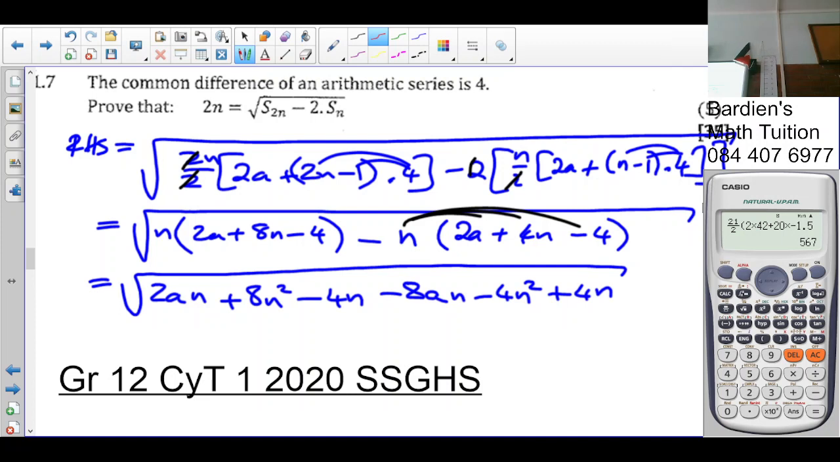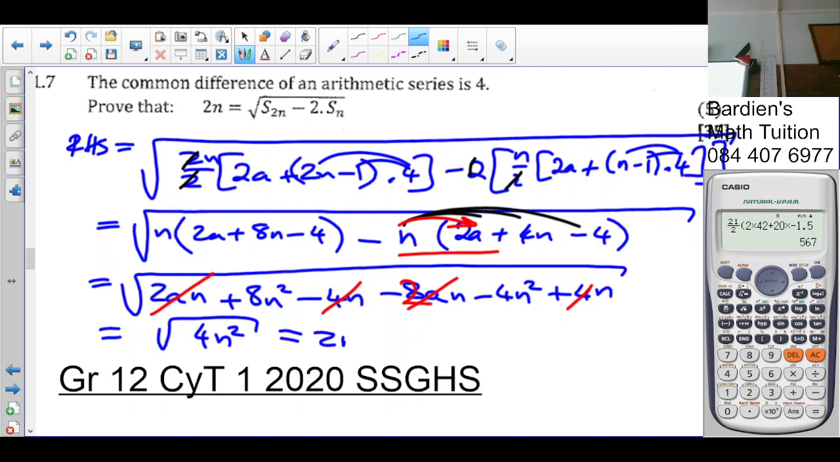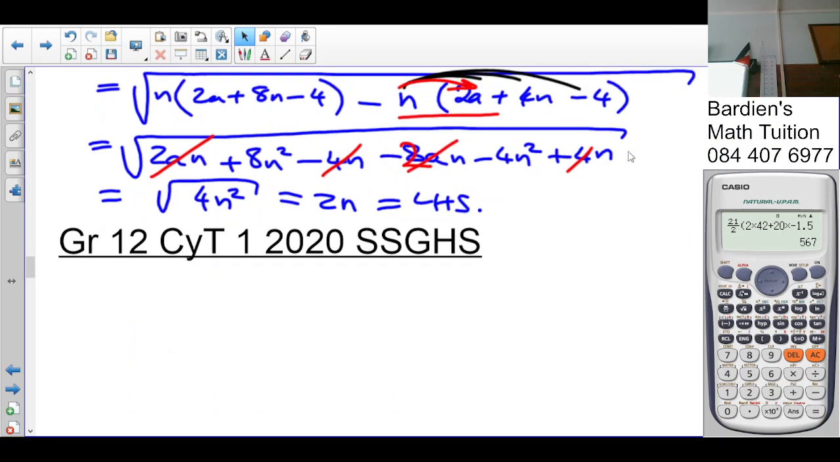I made a mistake somewhere. It's supposed to have been 2an. Because when I multiply that out, I've got that 8. But anyway, that cancels, and this cancels. Which now leaves you with the square root of 8n squared minus 4n squared, which is 4n squared. What's the square root of 4n squared? 2n. Which is also equal to the left hand side. And there we go. Nice sum. So worth every one of those 5 marks.